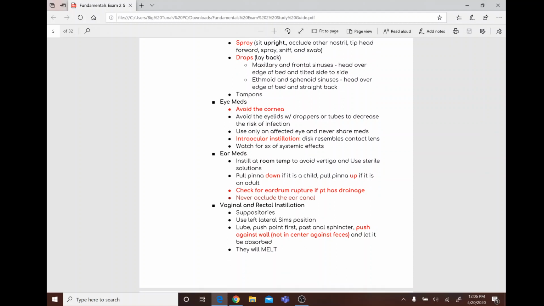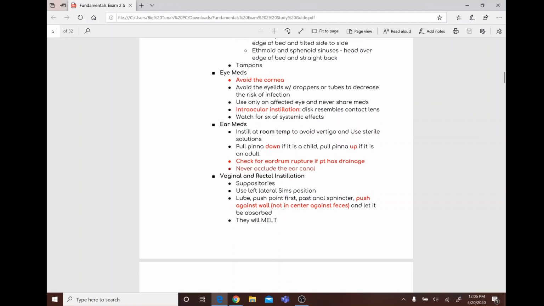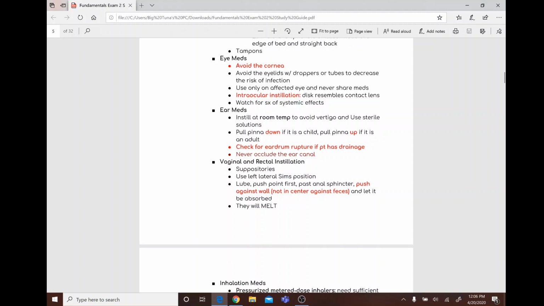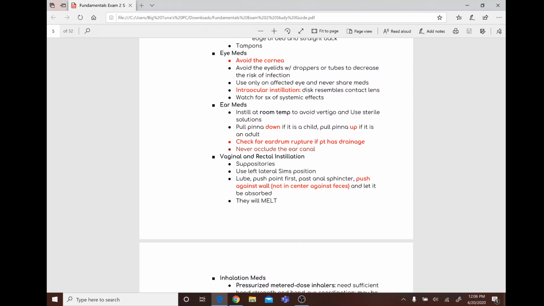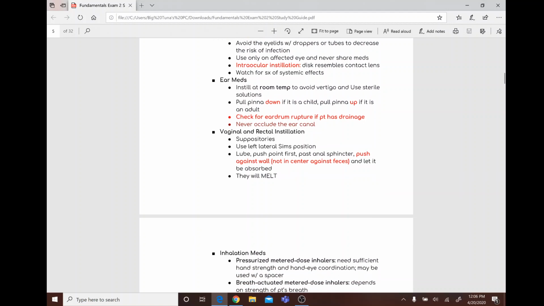Alright, how are we going to store ear meds? Room temp to avoid vertigo and use sterile solutions. How are we going to give ear meds to a child? Pulling the pinna down. How are we going to give ear meds to an adult? Pull pinna up. So if patient has drainage with ear meds, what are we going to check for? Eardrum rupture. What is one thing we should never do when giving ear meds? Never occlude the ear canal.